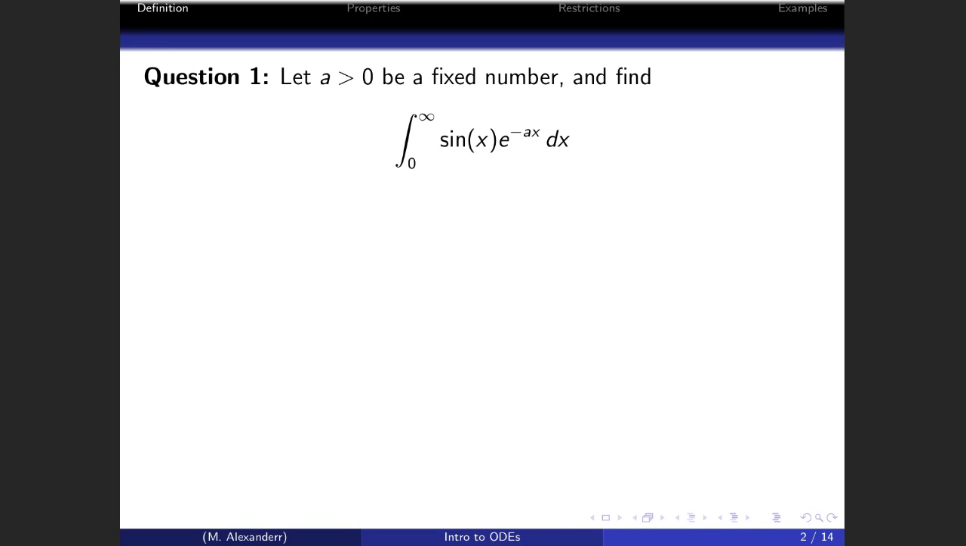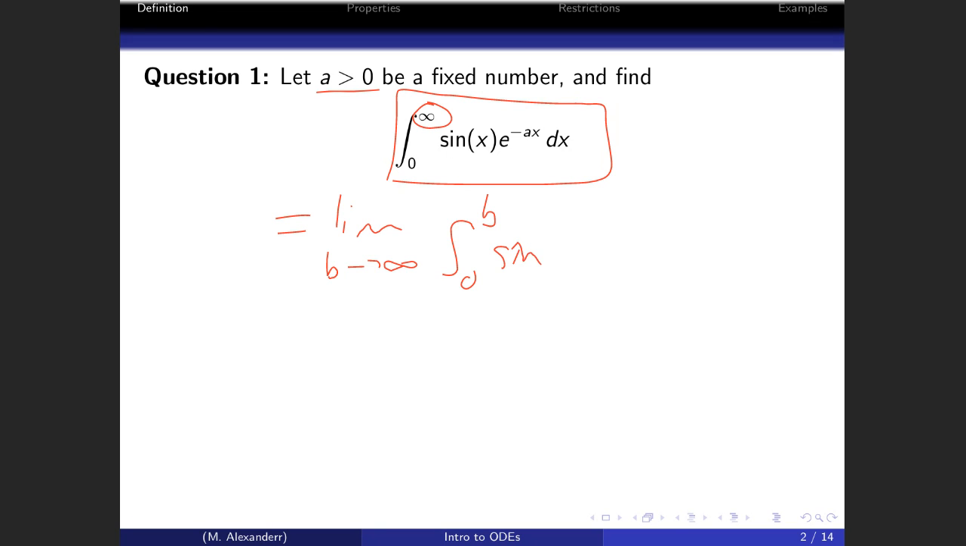Okay, so suppose that you have this question back from calculus 2, and here a is just a fixed number. And then in calculus 2, you have this improper integral. It's improper because you have this infinity on the integral, and so you have to figure out how to integrate this. The first thing that you have to do is change the infinity into a finite number. So this is the integral from 0 to b of the same function.